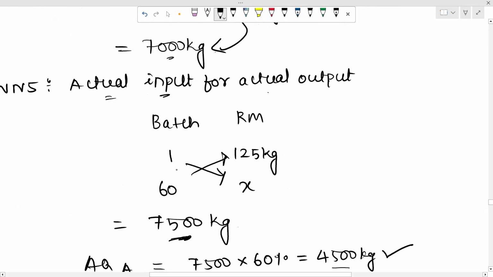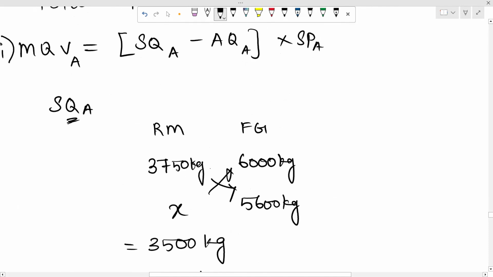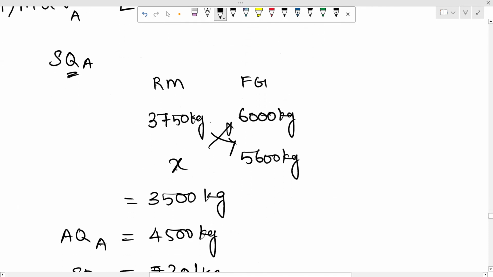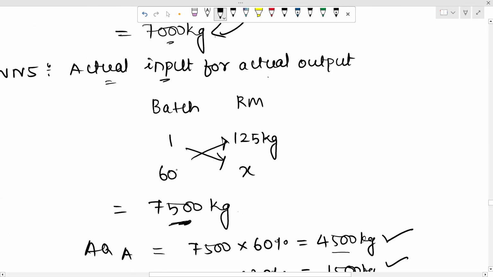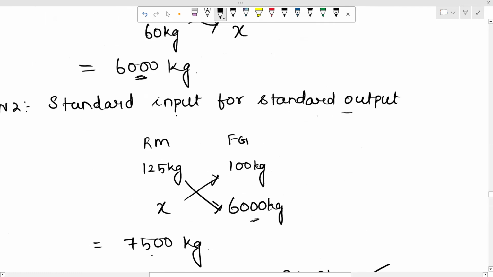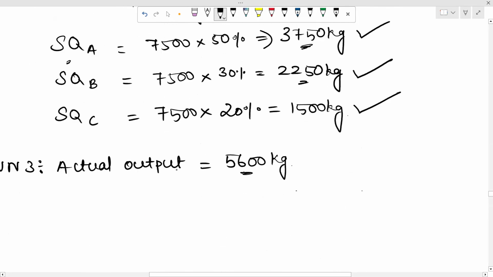And most importantly, don't take the standard quantity of A that we calculated while doing the material quantity variance, because this standard quantity of raw material, which we are getting as 3,500, right? While doing material quantity variance, we get the standard quantity of A as 3,500. This 3,500 is the standard quantity for actual output. But we have to take the standard quantity for the standard output, which is from working note number 2. Standard input for standard output we have to take, not the standard input for actual output.